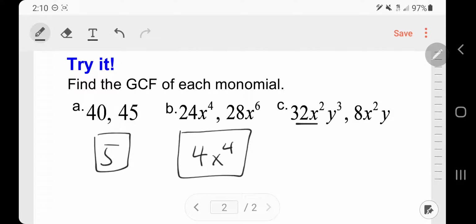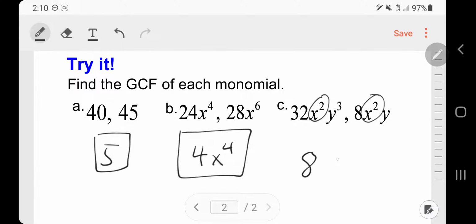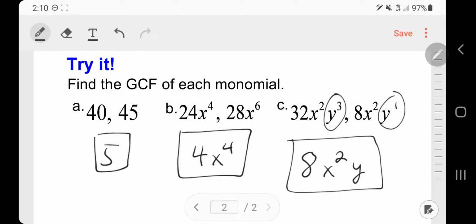And in the last one, the coefficients are 32 and 8. Both can be divided by a common factor of 8. Okay, we've got multiple variables here, so again, let's look at each one. How many x's do we have in common? They both have x squared, so 2 x's being multiplied together. And then we have a y to the third, and this would be a y to the first. The lower of those two is y to the first, meaning that they each have a y to the first in common, or just y. We don't have to put the 1 there. So 8x squared y would be our common factor for C.